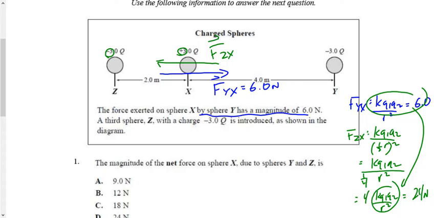Now, that's not the answer. The 24 newtons isn't my final answer. Remember that's the force of Z on X. What's the final answer here? If we got 24 newtons to the left and 6 newtons to the right, the final answer is 18 newtons to the left. So my answer would be C.